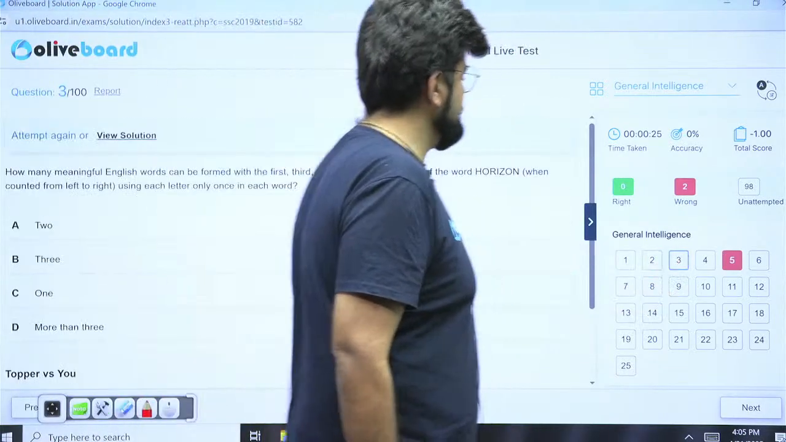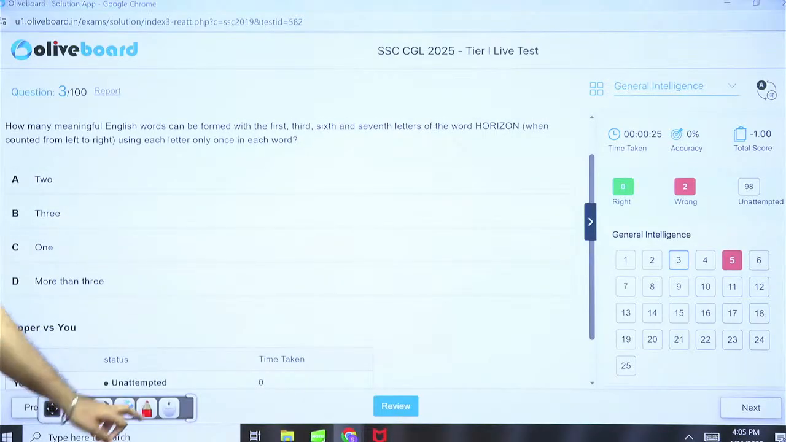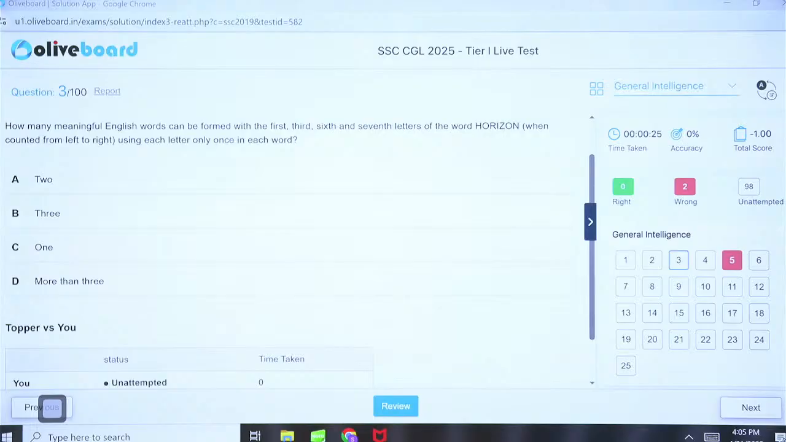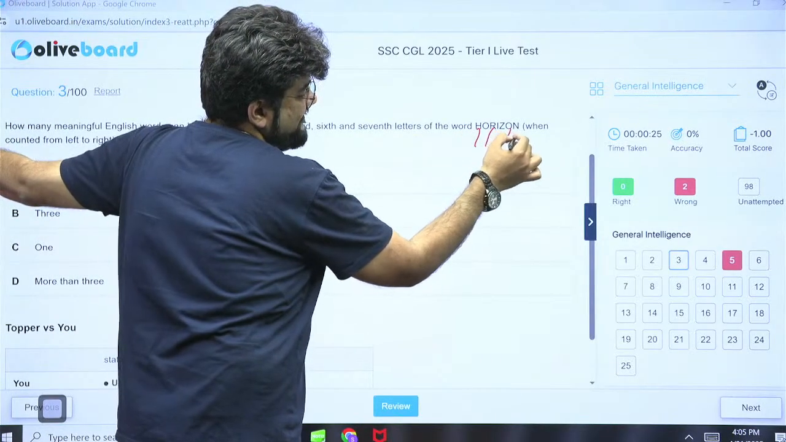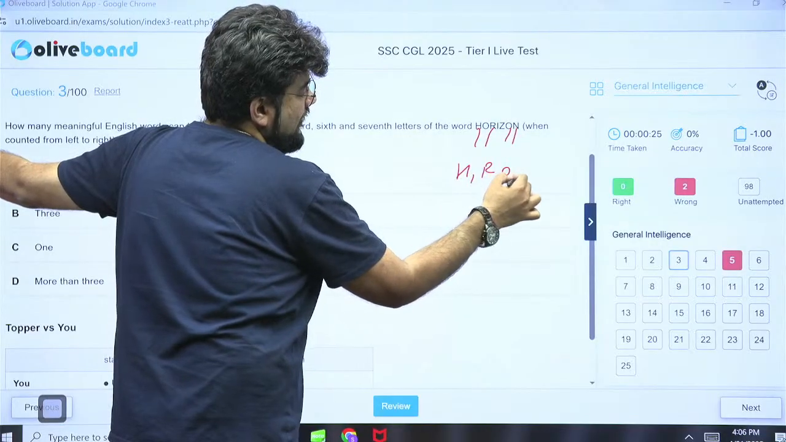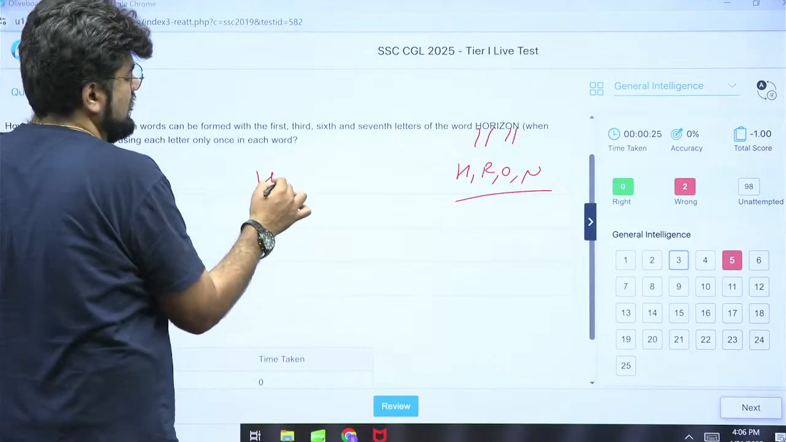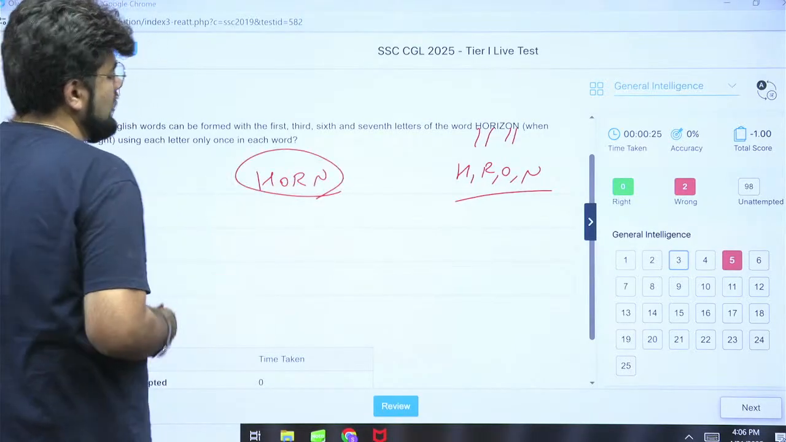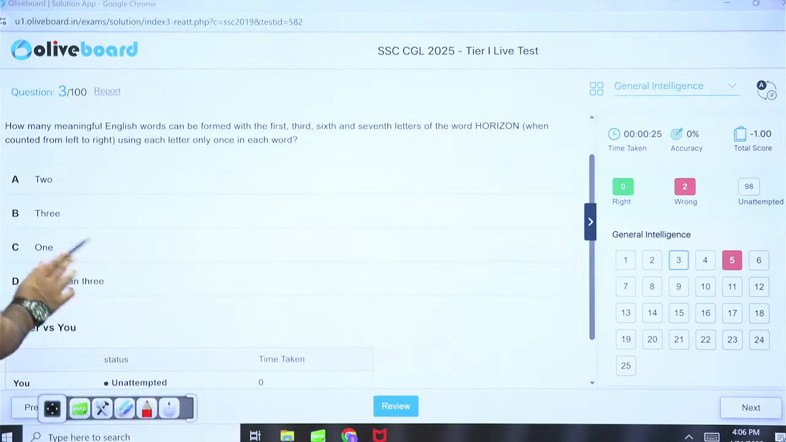Question number 3. Alphabet test or word formation. How many meaningful English words can we form with the first, third, sixth and seventh? So we have H, R, O, N. How many meaningful words can we form? I can think of only one word, that is horn, H-O-R-N, and nothing else. This is the only word I think. I cannot find anything else. A lot of people say R-O-H-N, Ron, that's just a name, not a meaningful word. So option C is the correct answer.